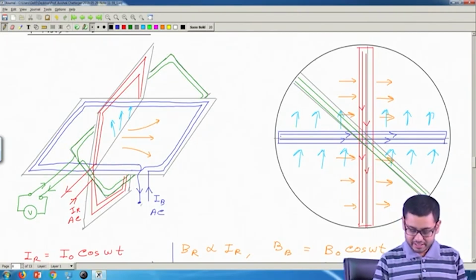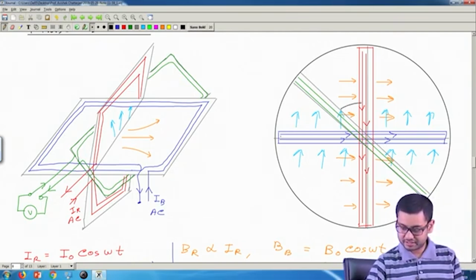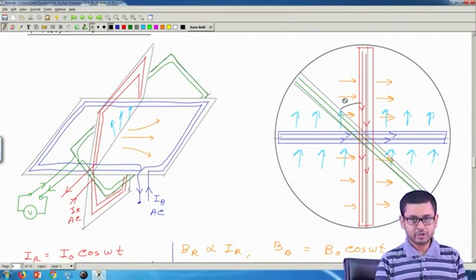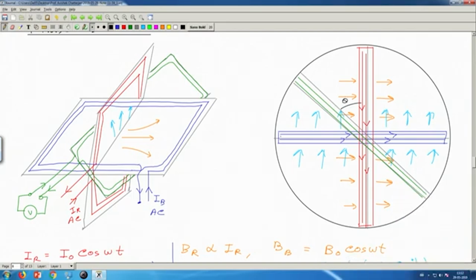If we give two currents 90 degree out of phase, two supplies in these two coils, then we will get an EMF whose angle we can change by changing the position of this third coil, that means this angle. Okay. So this is how a phase shifter works.